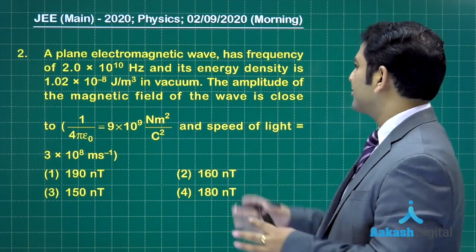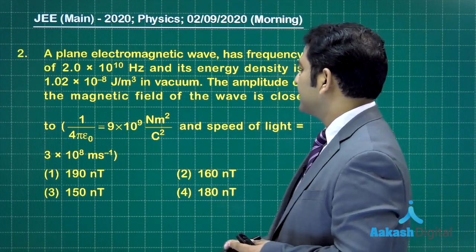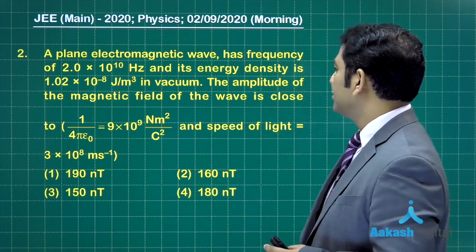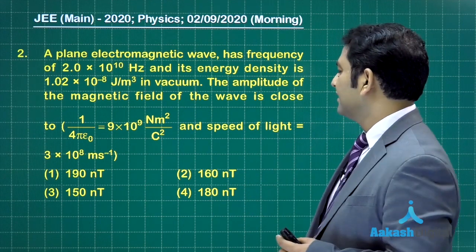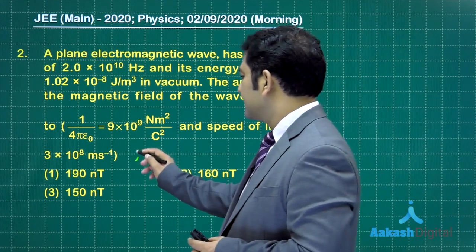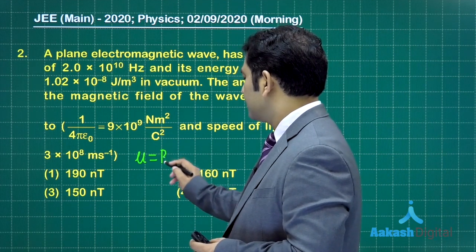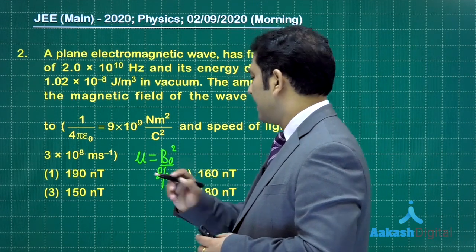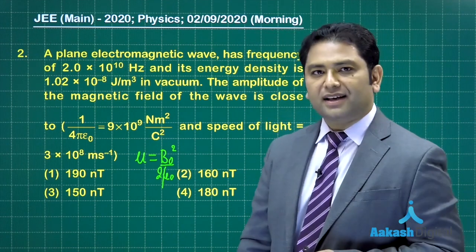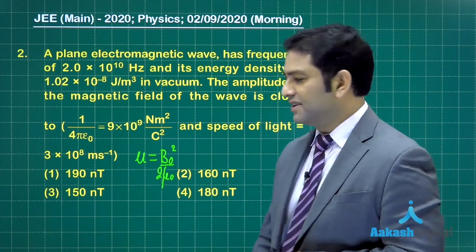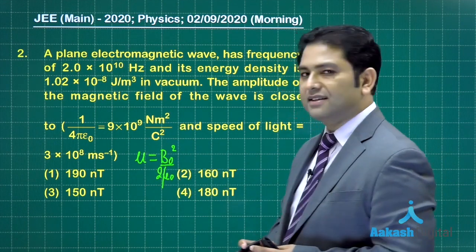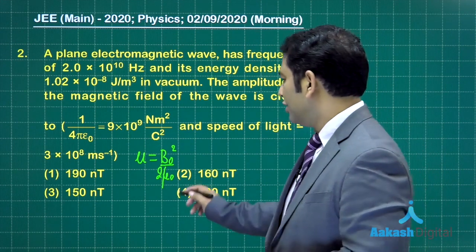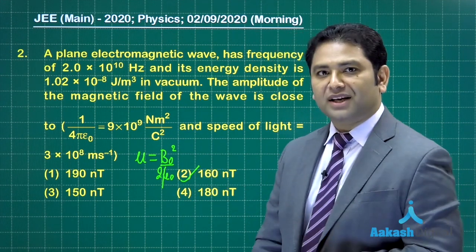The question is very straightforward. The frequency has been given, energy density is there. We need to calculate the amplitude of the magnetic field. So here the energy density expression is equal to B naught square divided by 2 mu naught. And the value of mu naught is 4 pi into 10 raised to the power minus 7. The energy density is given. So not much of hassle in calculation. You'll get option number 2 as the correct one.